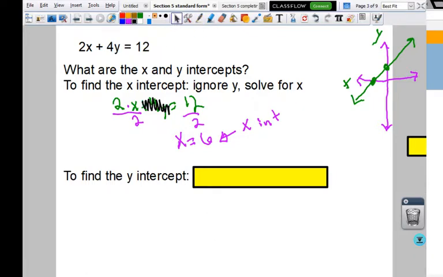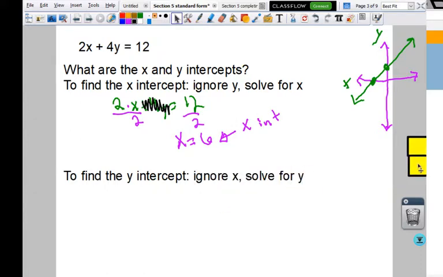If I'm going to find my y-intercept, where my graph crosses the y-axis, I'm going to do basically the same thing, except this time, I'm going to ignore my x. I'm going to solve it for y. So I'm just going to rewrite my equation here real quick: 2x plus 4y equals 12. And just like before, when I ignore x, I don't care what it is, I'm going to cross it out.